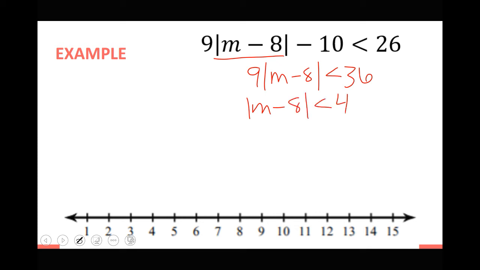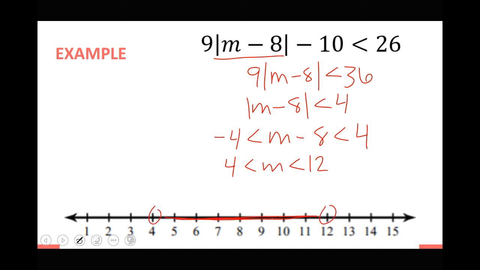Now I have that absolute value isolated, and I can go ahead and write it as a compound inequality because it's less than. If it's not less than, you can't write it this way. But since it's less than, we'll say negative 4 is less than n minus 8 is less than 4. So we will add 8 to all the sides, and that gives us positive 4 is less than n is less than 12. Those numbers don't have to be the same, they can be different. So this would be everything from 4 to 12.